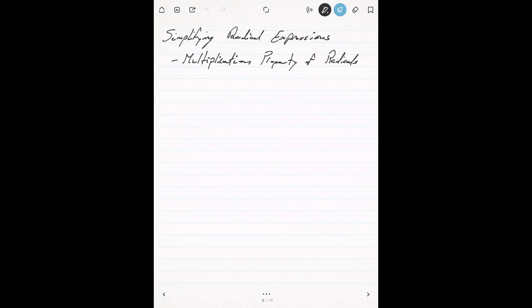So let's actually get into trying to simplify these radical expressions. We're going to need to first figure out what it means to be simplified, and we're going to need to learn a technique for how we're going to go about doing that. So let's first start with this technique. It's going to be the main method that we're going to need to use to break down these radical expressions. This method is called the multiplication property of radicals.